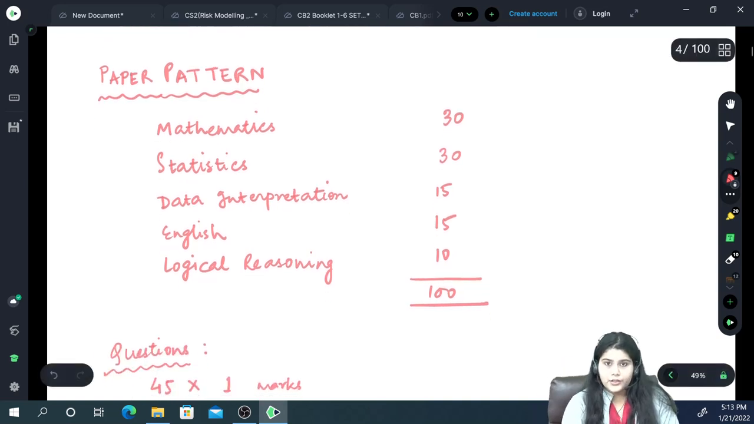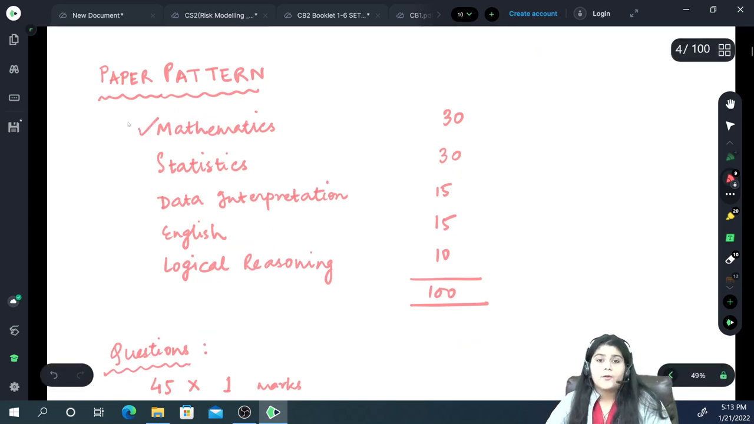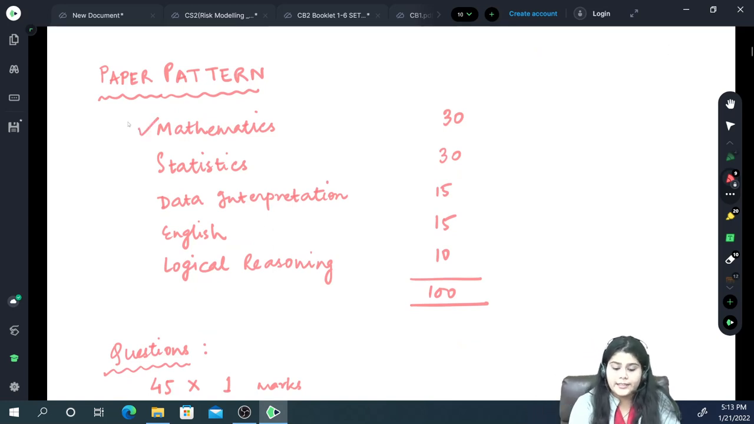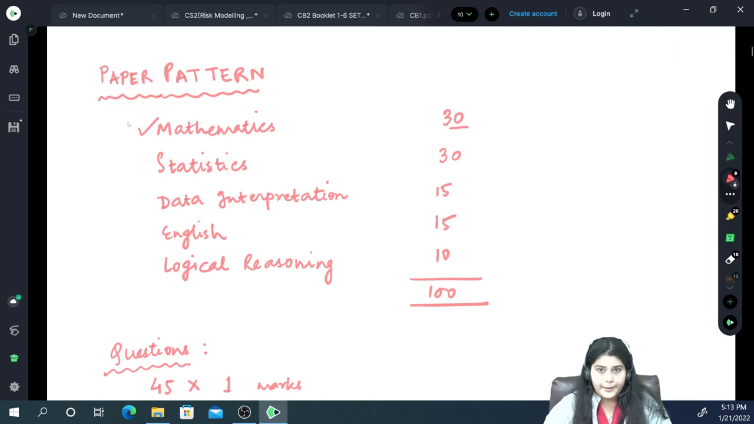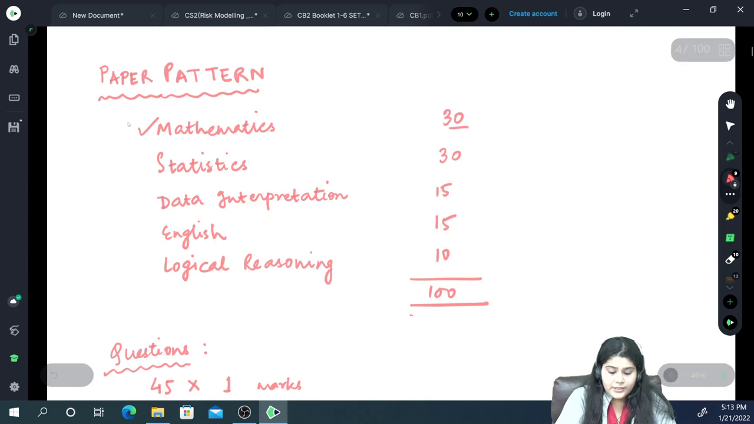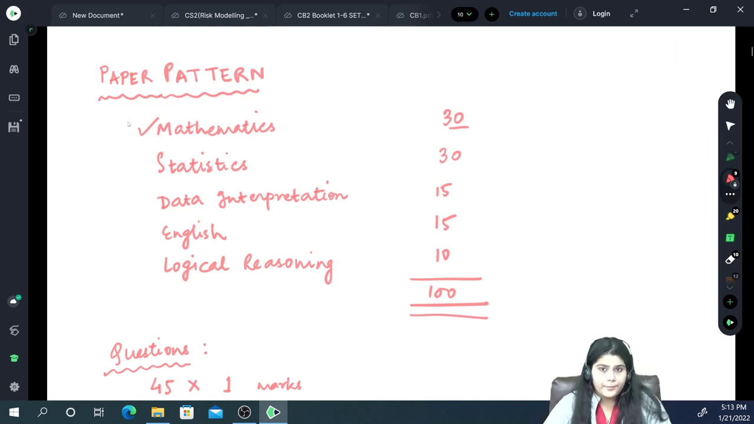So the first section in the examination is the mathematics section. Now the mathematics section, it's for 30 marks. So of course, it consists of 30% of the paper. Just so you know, it's a 100 mark paper. So yes, mathematics is 30% of the paper.